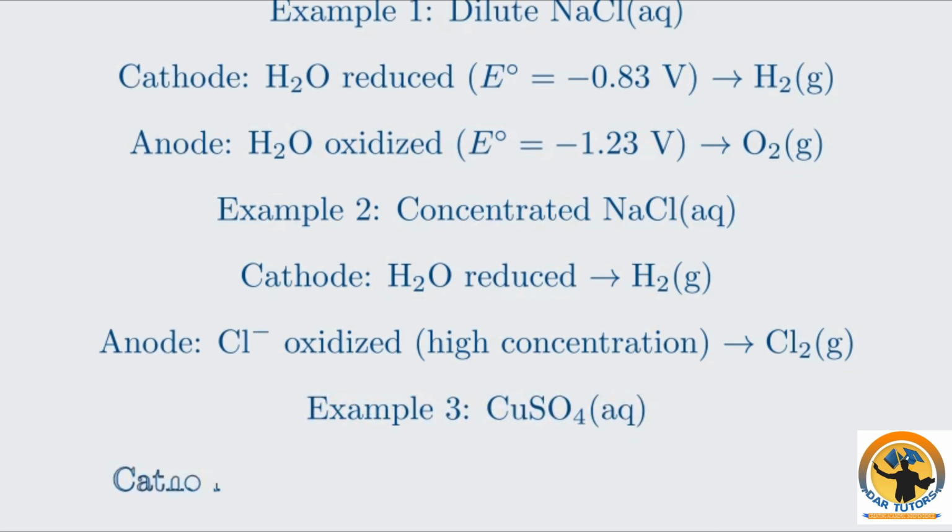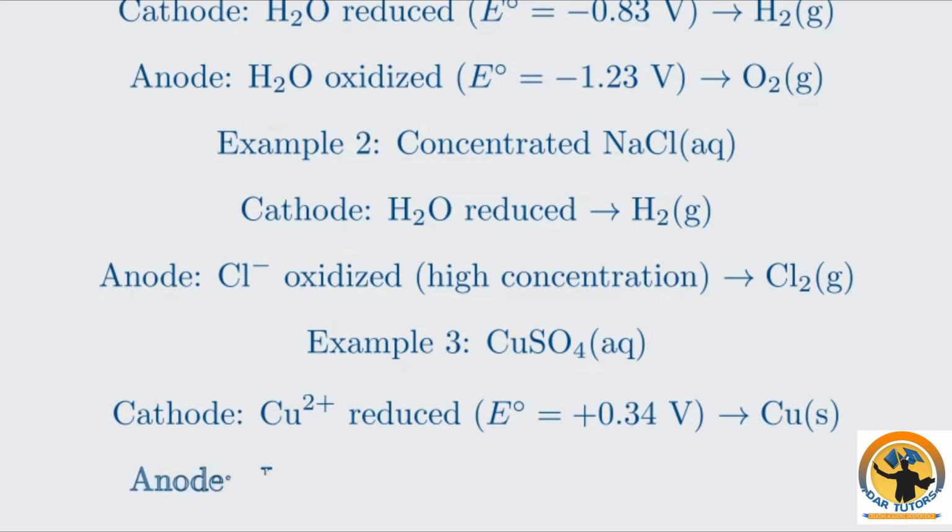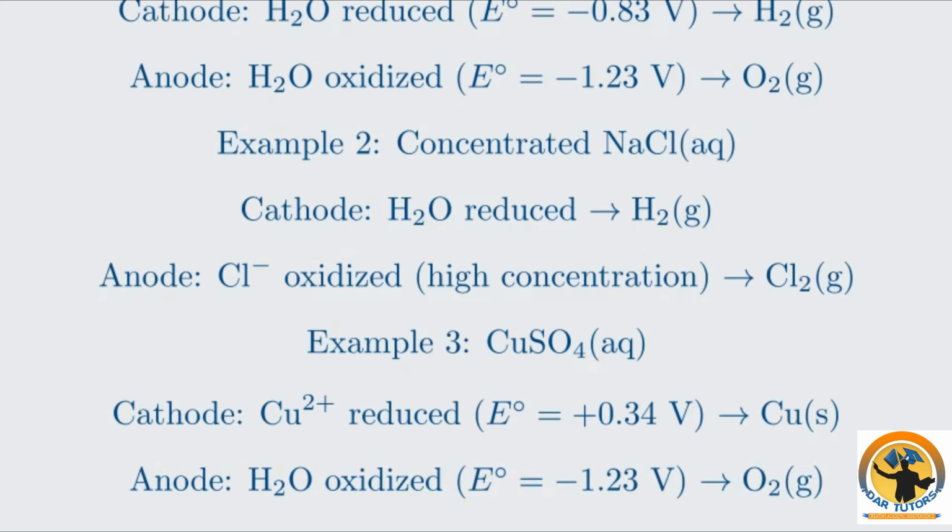Finally, the electrolysis of aqueous copper(II) sulfate. At the cathode, we compare Cu2+ and water. Cu2+ has a much more positive potential, +0.34 V versus -0.83 V, so it is reduced to solid copper. At the anode, water is more easily oxidized than the sulfate ion, producing oxygen gas.